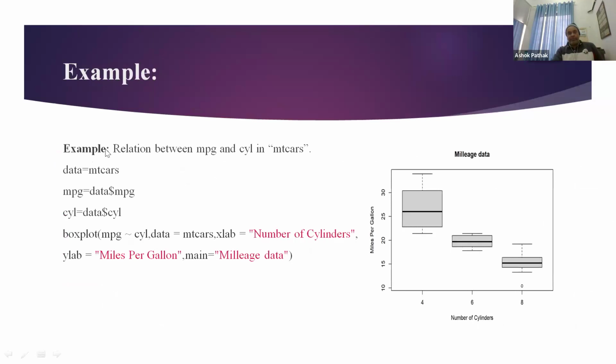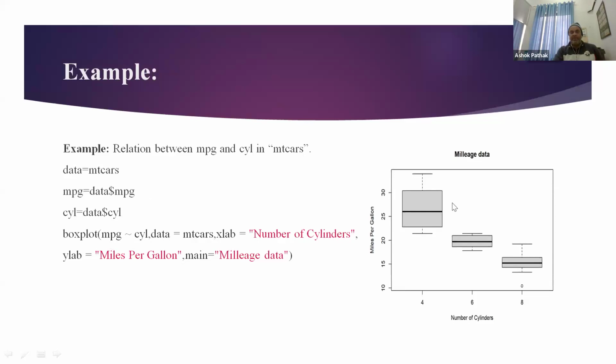So the relationship between MPG and this variable in the mtcars data: MPG is derived from this. The data is the mtcars data. MPG is the first variable, CYL is the second variable. The box plot will give you MPG by cylinders, and this is known as a box plot.